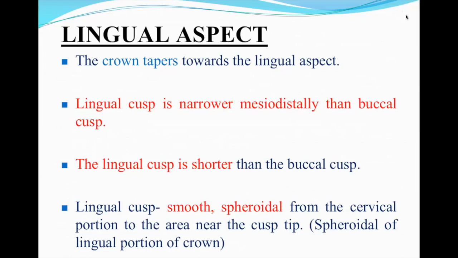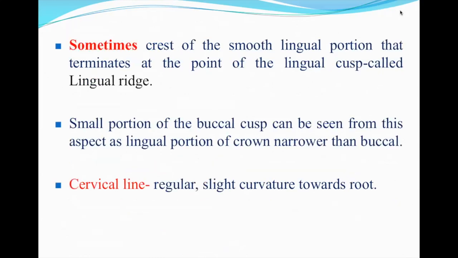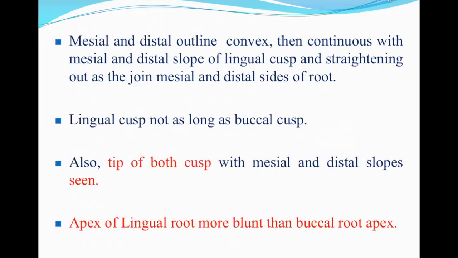So lingual aspect, as I have said, crown tapers towards the lingual aspect here. Lingual cusp is narrower mesiodistally. Lingual cusp is shorter than the buccal cusp. Lingual cusp is smooth, spheroidal from the cervical portion to area near the cusp tip. So this is your lingual cusp. Sometimes crest of smooth lingual portion that terminates at the point of the lingual cusp is called lingual ridge. Small portion of buccal cusp can be seen from this aspect as lingual portion of crown is narrower, that I have already told you.